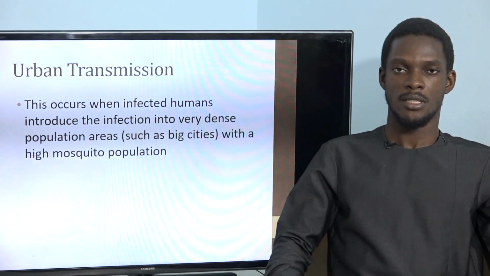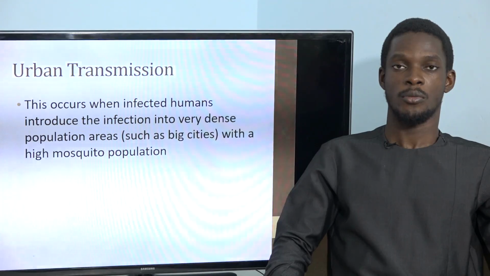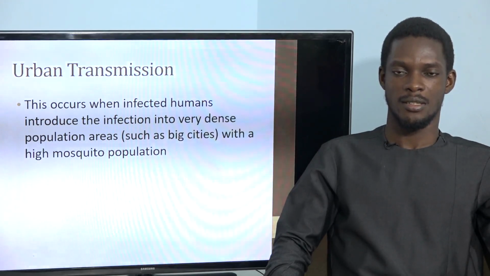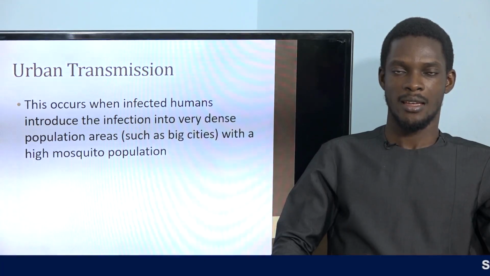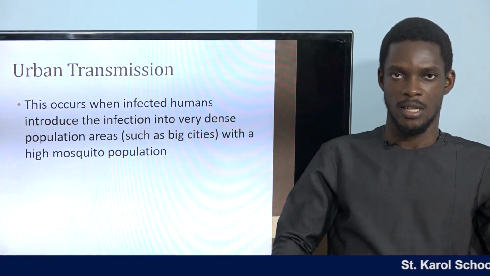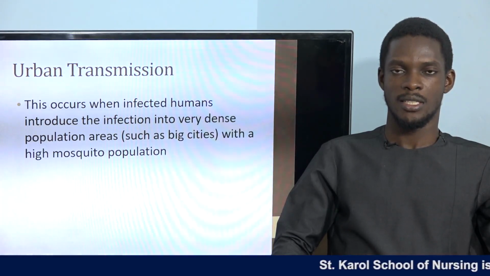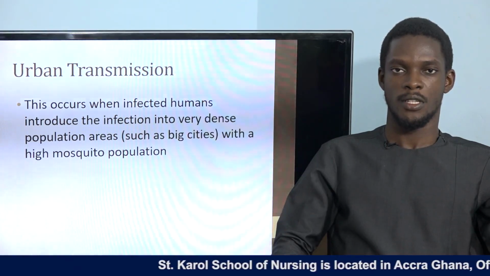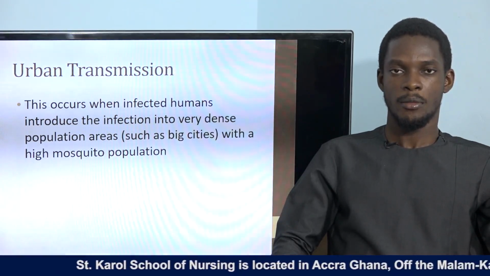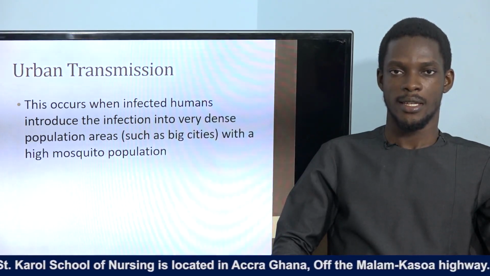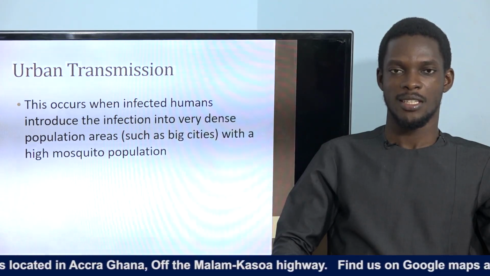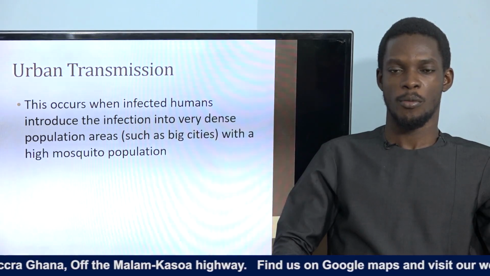The urban transmission tends to occur when an infected human introduces the infection into a very densely populated area, such as a very big city with a high mosquito population. And in this case, although the Egyptian mosquito is primarily responsible for the transmission of the virus, other mosquitoes come into play and they all share in the glory as they all transmit the virus to the general populace.